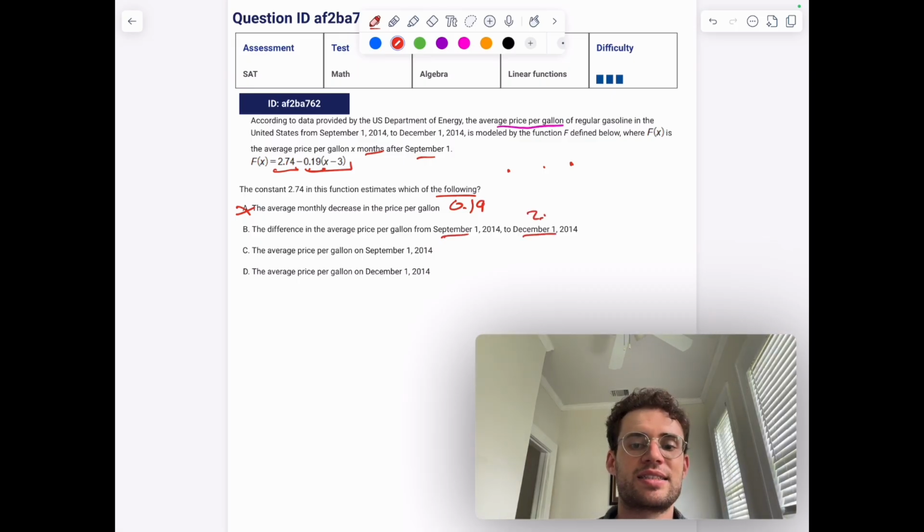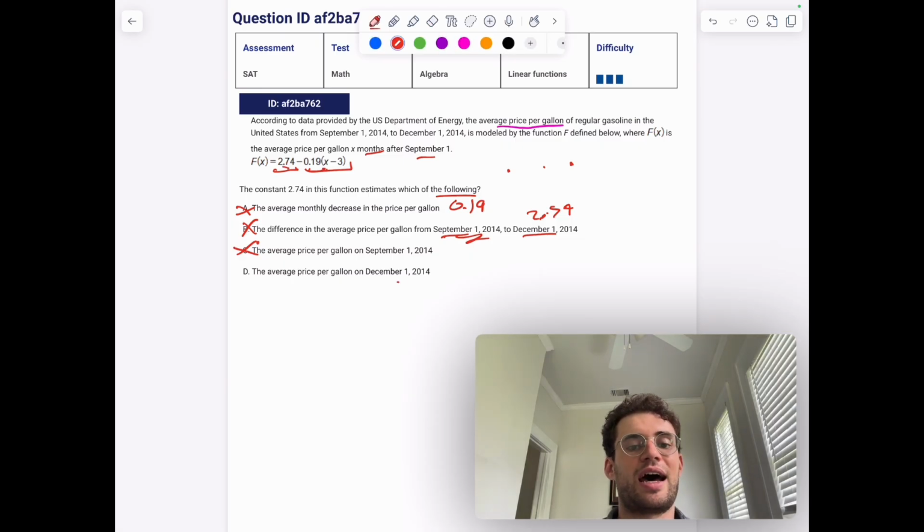We know that this is the price in December, 2.74, but the price in September was not 0. So actually, not necessarily, definitely not. Right, the price would be, when you plug in 0 here, you get -3 times -0.19. So it's going to be bigger than that. So it's definitely not that. The average price per gallon on September 1st, no. That would be when X is 0, and you would not get 2.74 as your output.